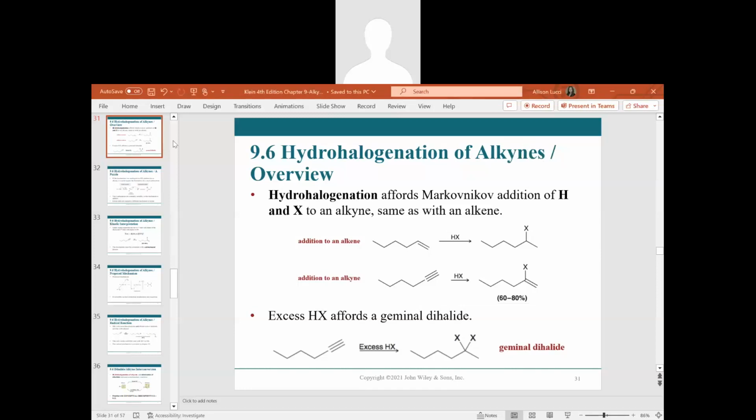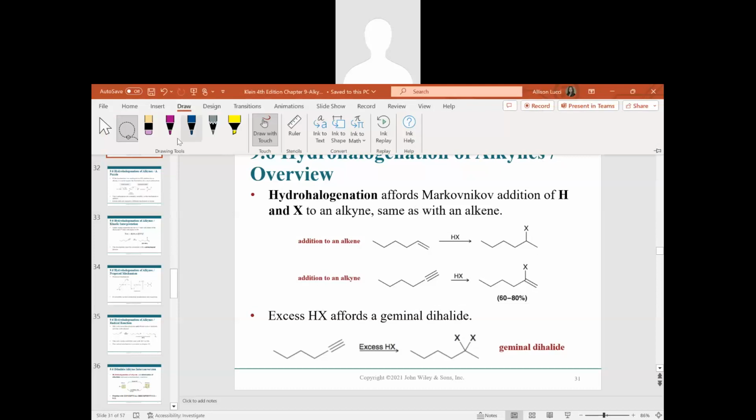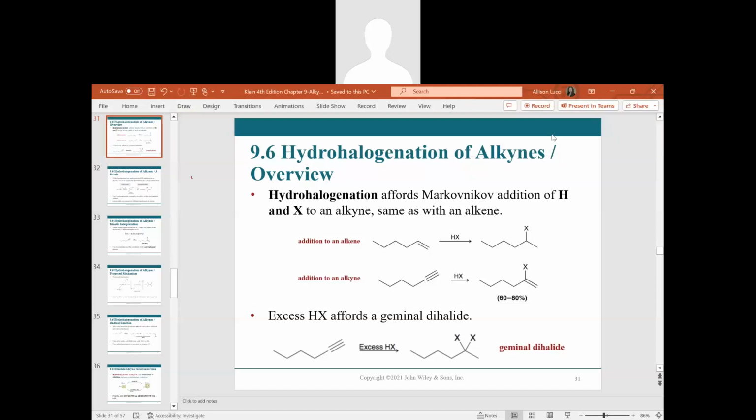Section 9.6 looks at hydrohalogenation reactions of alkynes. So we can compare these reactions to the hydrohalogenation of alkenes, and we'll look at a couple of different conditions of these types of reactions. First off, a hydrohalogenation will add a hydrogen atom and a halogen that we'll call X to an alkyne. Same as with an alkene.